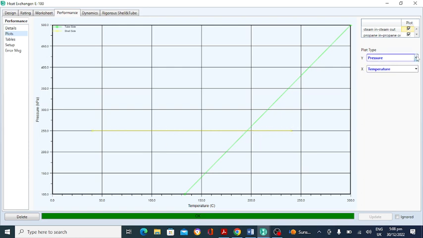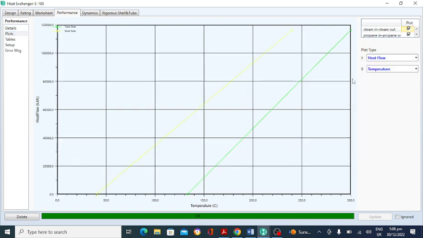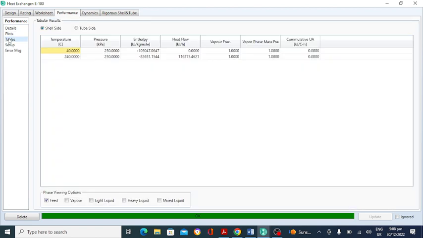So I'm changing it to enthalpy or heat flow. So temperature versus heat flow. This is the temperature versus heat flow for the shell side, and this is the temperature versus the heat flow for the tube side. This is the shell side, and this is the tube side. This is the table.